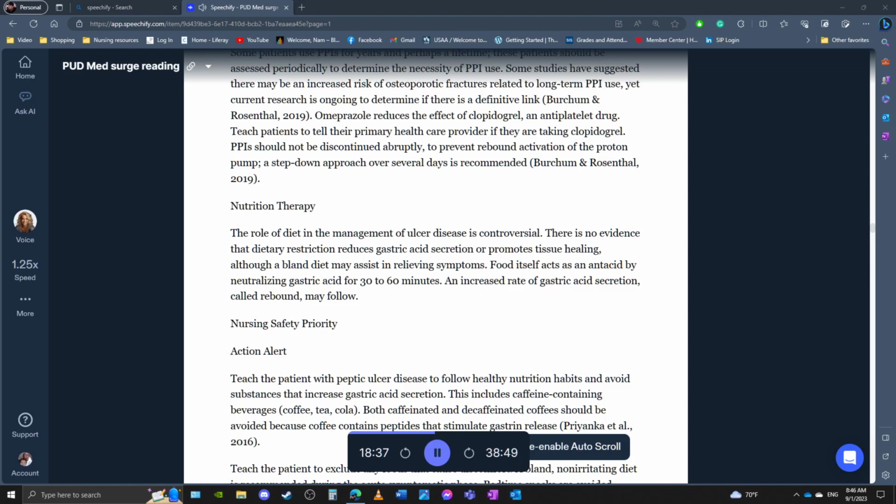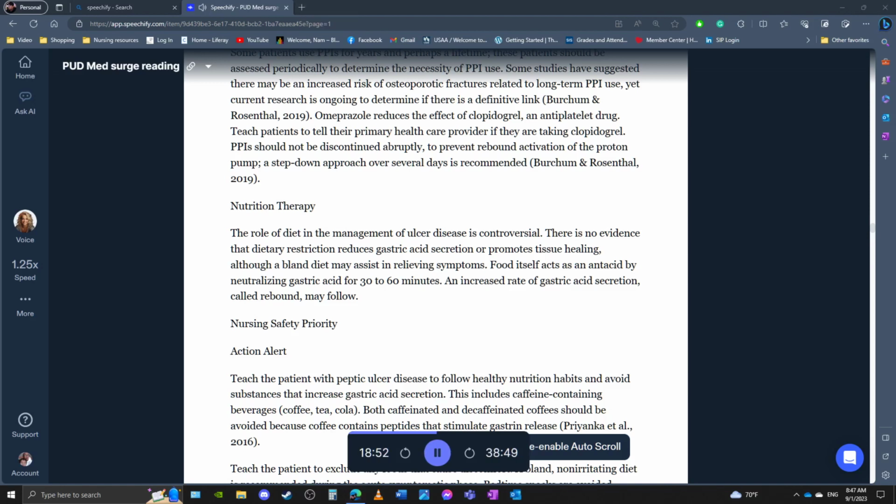Nasogastric tube placement and lavage. Upper GI bleeding or obstruction often requires the primary healthcare provider or nurse to insert a large bore NGT to: 1. Determine the presence or absence of blood in the stomach. 2. Assess the rate of bleeding. 3. Prevent gastric dilation. 4. Administer lavage.